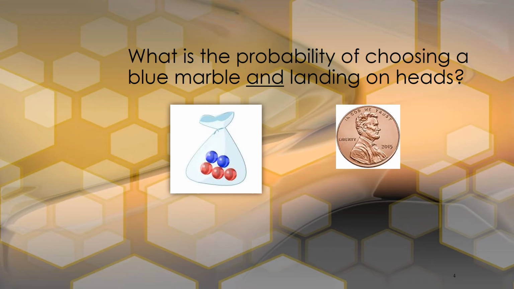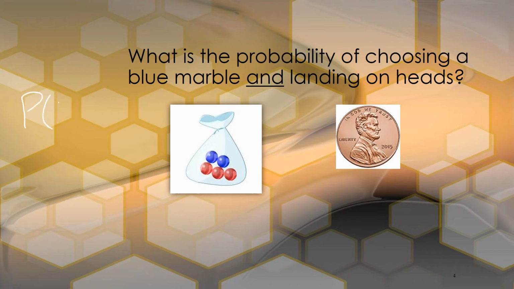So when you see the word "and," you want to think multiplication, but you want to make sure the two events are independent of each other. So pulling a blue marble out of a bag is independent of flipping that coin. So no matter what I pick out of the bag, I'm still going to have a 50-50 chance of flipping a heads. So let's find the probability of getting a blue marble first.